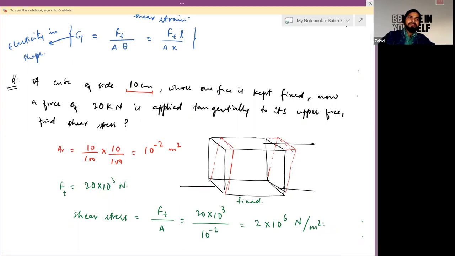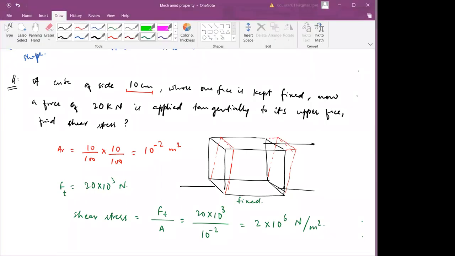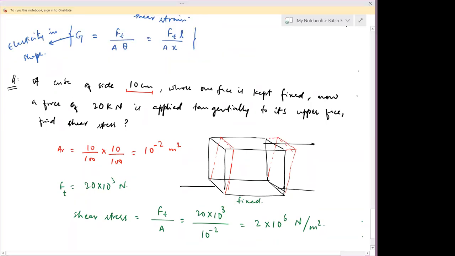Is it clear to all of you? Yes, sir, clear. Abhinav, any doubt?